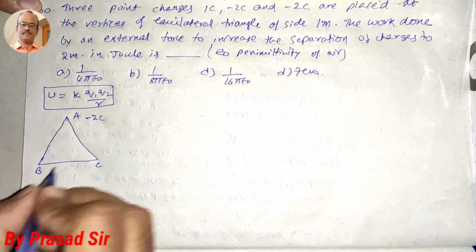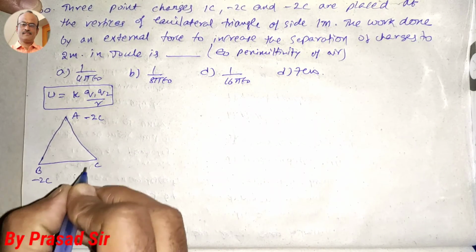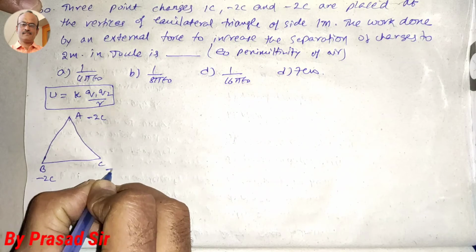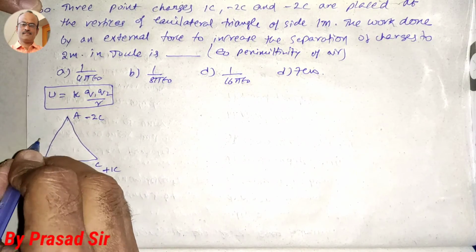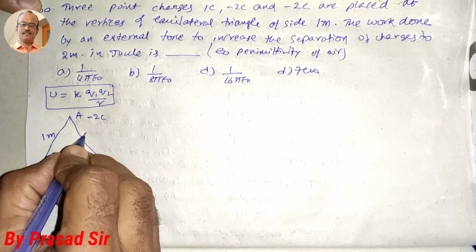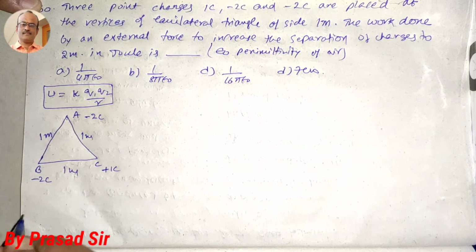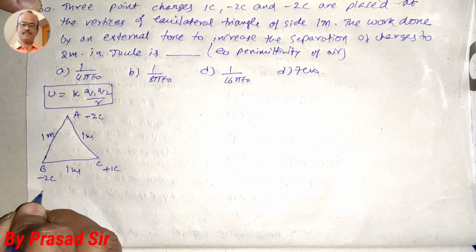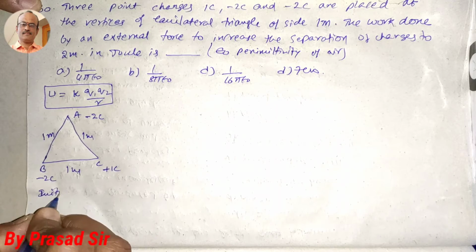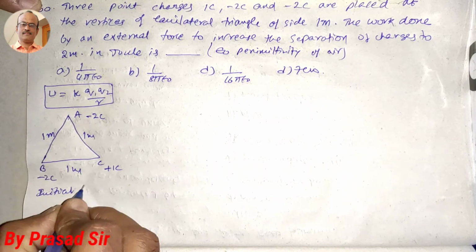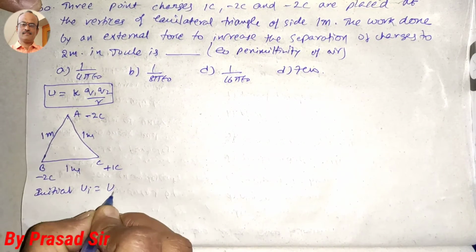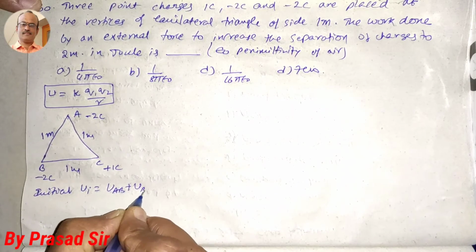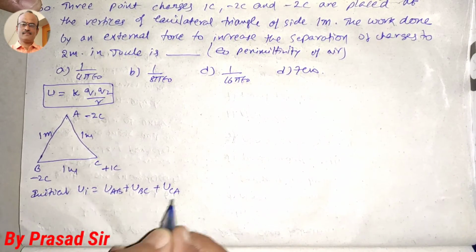So first of all, I am taking one equilateral triangle, that is A, B and C. Here I am placing minus 2C and here I am placing minus 2C. Here I am placing plus 1C. So here the distance is 1 meter, 1 meter and 1 meter. But here I want to find the initial energy. So initial, what is that? So U initial is equal to UAB, UBC and UCA.